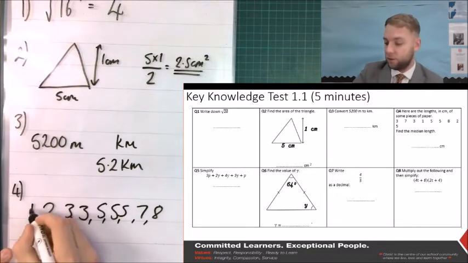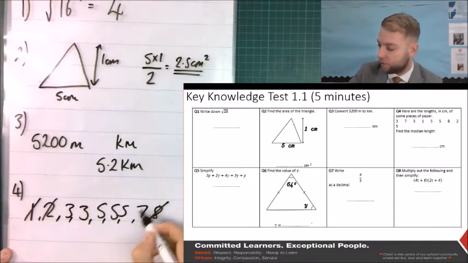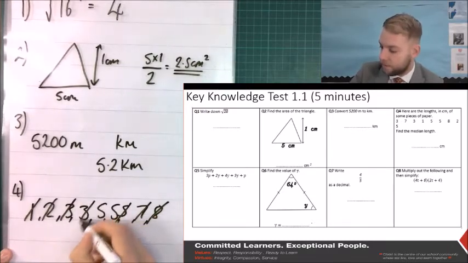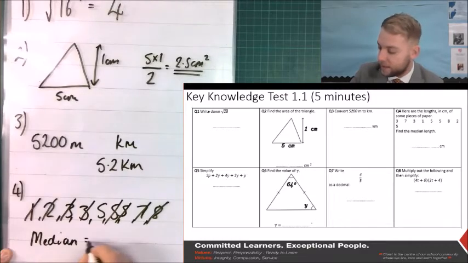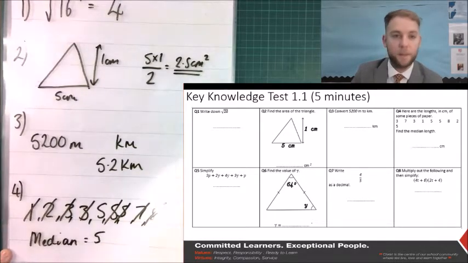Remember the median's in the middle. So cross off, cross off, cross off, cross off. Looking for this middle number. And my middle number in this case is equal to 5. Brilliant. So my median's 5.